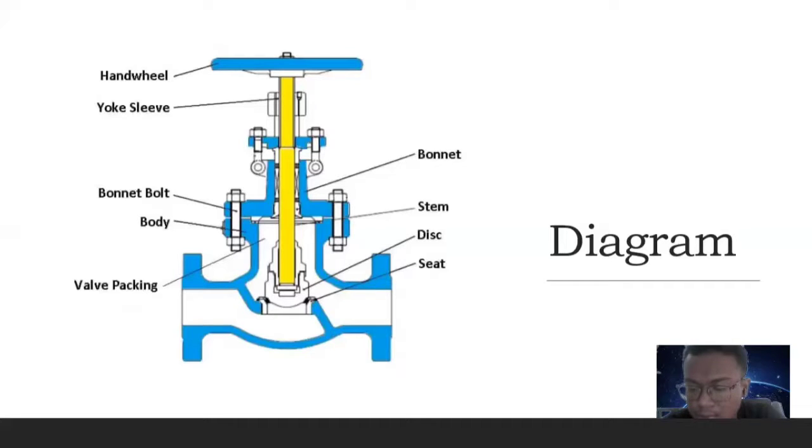Actuator. This is the main part of the flow control valve, which is driven by the stem and disc assembly. Control valve actuators may be operated manually or by an electric motor. Hand wheel. It is a common type of valve actuator. A valve hand wheel is used to manually control the opening and closing of the valve.